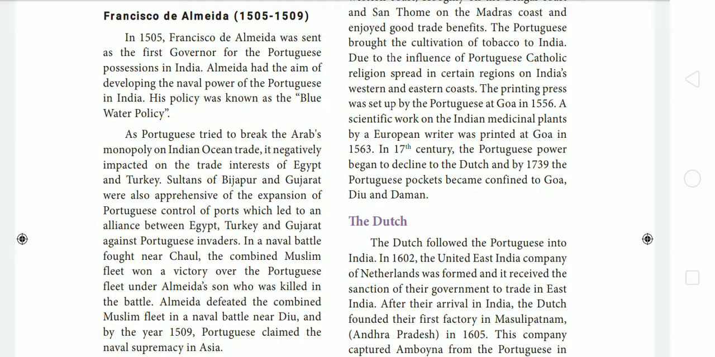Almeida then defeated the combined Muslim fleet in a naval battle near Diu. So in the first battle, the combined Muslim fleet defeated and killed Almeida's son. After that, Almeida defeated the combined Muslim fleet in a battle near Diu, and by the year 1509, the Portuguese claimed naval supremacy in Asia. They became the supreme naval power.